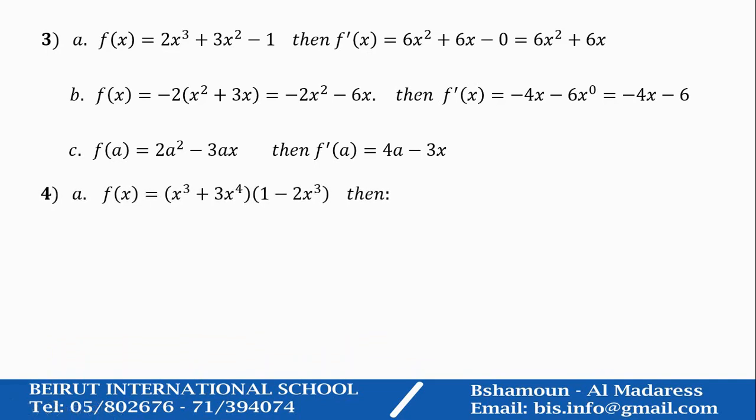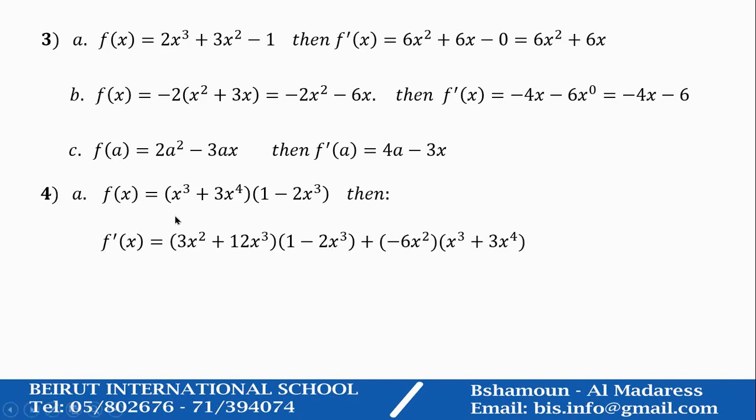F of x equals x cubed plus 3x to the power 4 into 1 minus 2x cubed. This is the form u times v. Then you apply the rule. You find u prime, you find v prime, you apply the rule. It is u prime v plus v prime u.